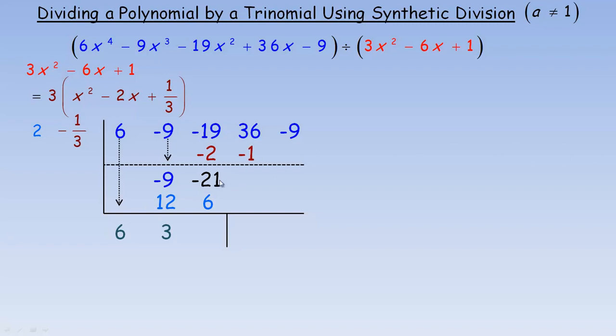And we add again. So negative 21 added to 6 would be negative 15. And 36 plus negative 1, or 36 minus 1, would be 35. And one last time we're going to multiply. So 2 times the negative 15 would be negative 30 here. And negative a third times negative 15 would be negative 5, so we'll put that there. And we add one last time. So 35 and negative 30 add to 5, or 35 minus 30 is 5. And negative 9 plus 5 would be negative 4, and we bring that right down here.